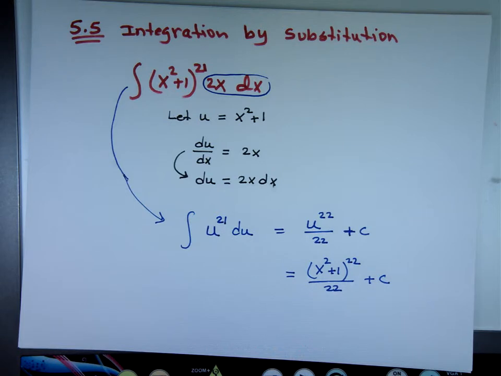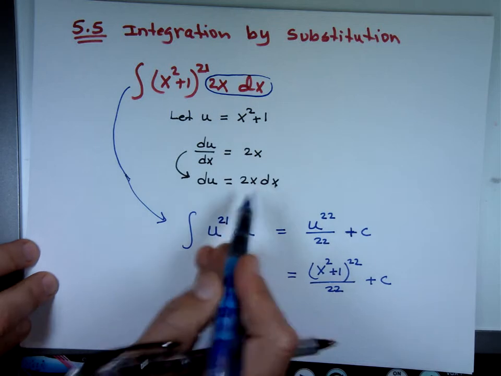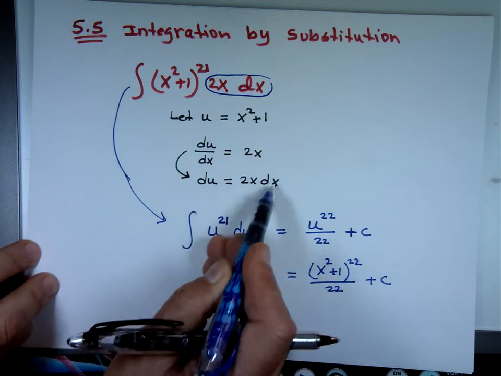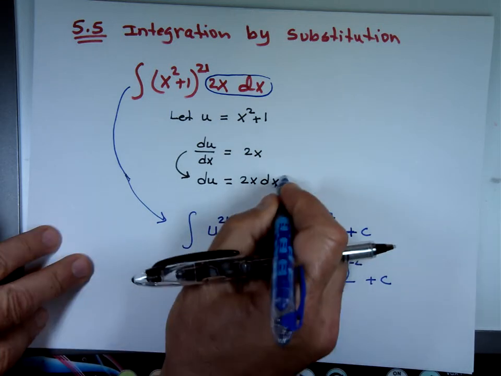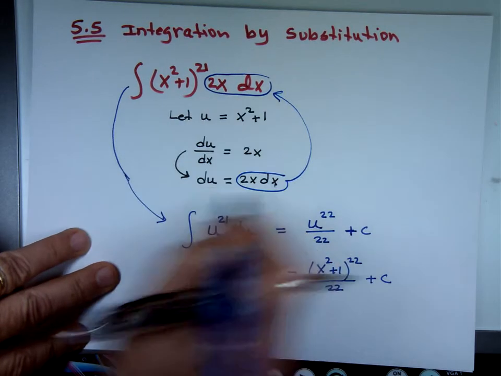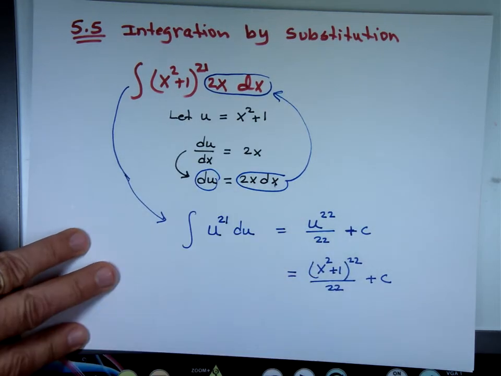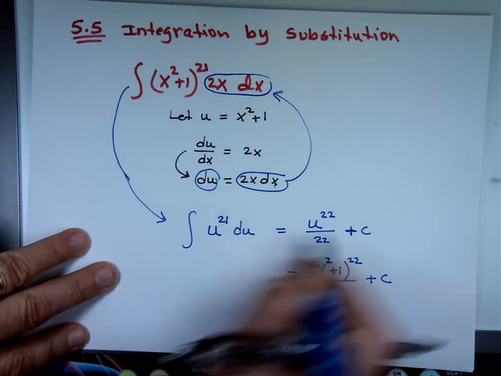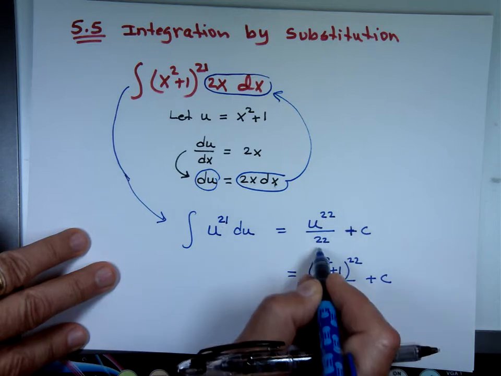What happens with 2x? 2x dx, the whole thing, is du. See that right here? George, this whole thing here is that piece. So I'm taking the 2x dx and replacing it by du. What happened to that at the end? It's u to the 21st times du. Now you integrate: add 1 to the power, divide by the new power, and add c.